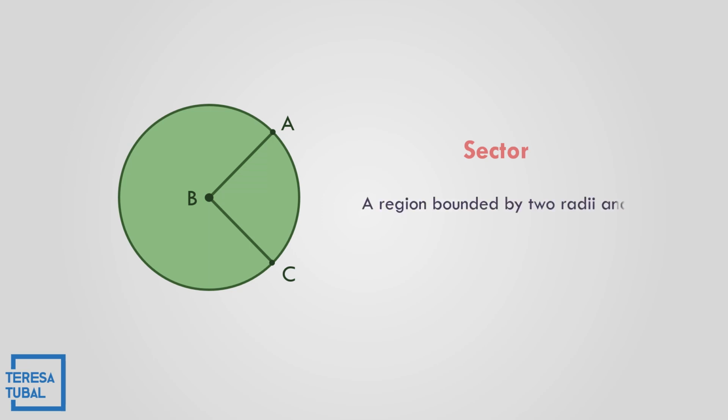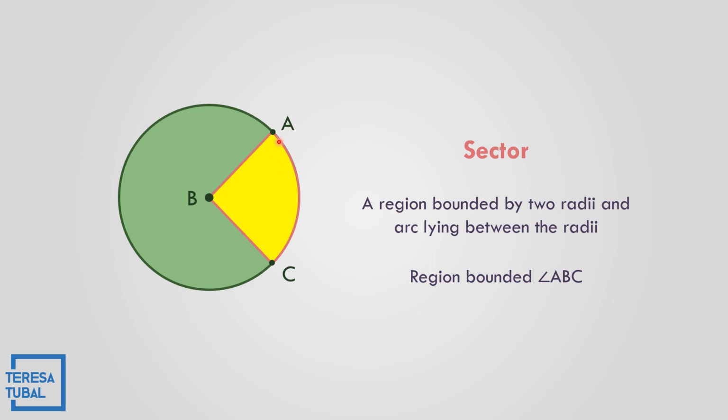How about sector? What is a sector? A region bounded by two radii. So the radii, that is segment BA and segment BC. An arc lying between the radii. So this is arc AC. So a region bounded by angle ABC.